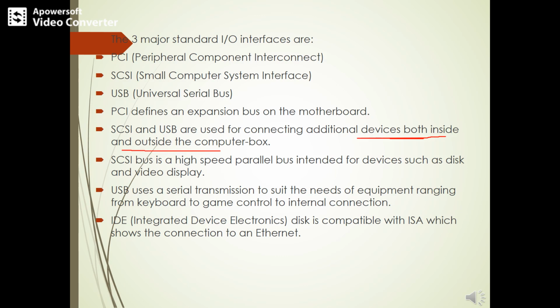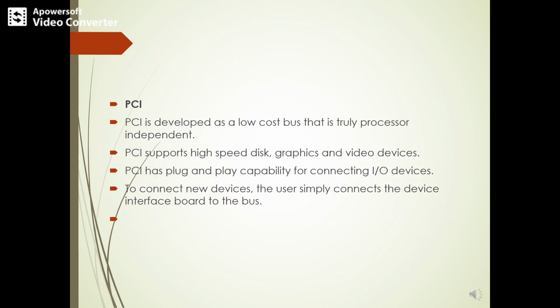Next, SCSI bus is a high-speed parallel bus intended for devices such as disk and video display. USB uses a serial transmission, and IDE is integrated device electronics. So here the disk is compatible with ISA, which shows the connection to an Ethernet. Next we'll take them one by one. First we'll take PCI, Peripheral Component Interconnect.